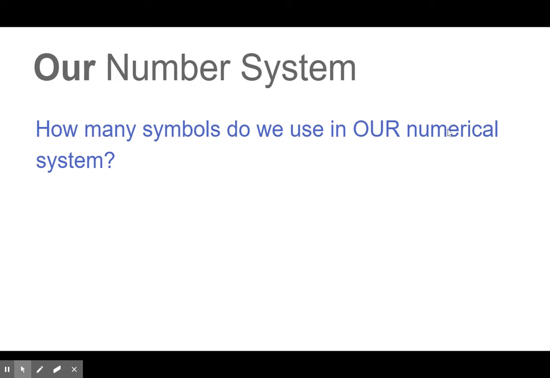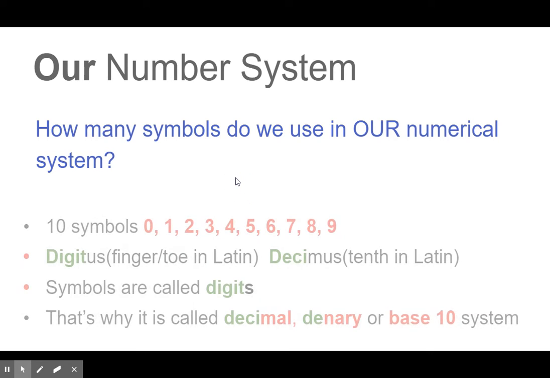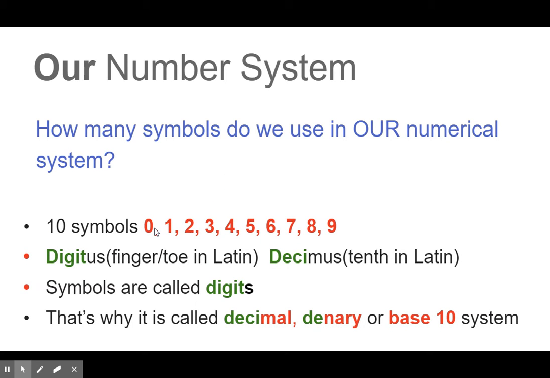Okay, so here we go. Let's take a look at our number system. How many symbols do we use in our numerical system? And when I say our, I mean the one that you use at school, the one that you've always relied on. How many symbols do we use in our numerical system? Take a moment and think about that. Okay. You maybe have come up with this. If not, it's okay. We've got 10 symbols, right?